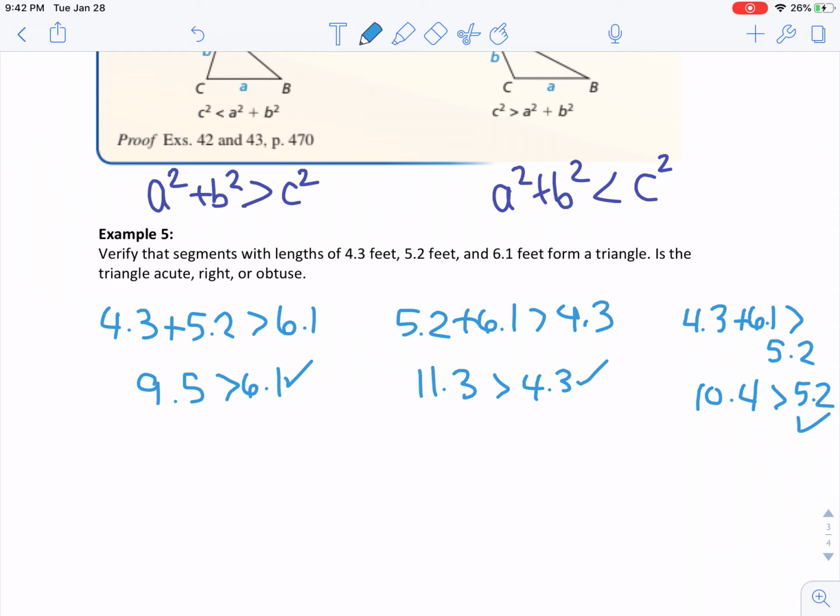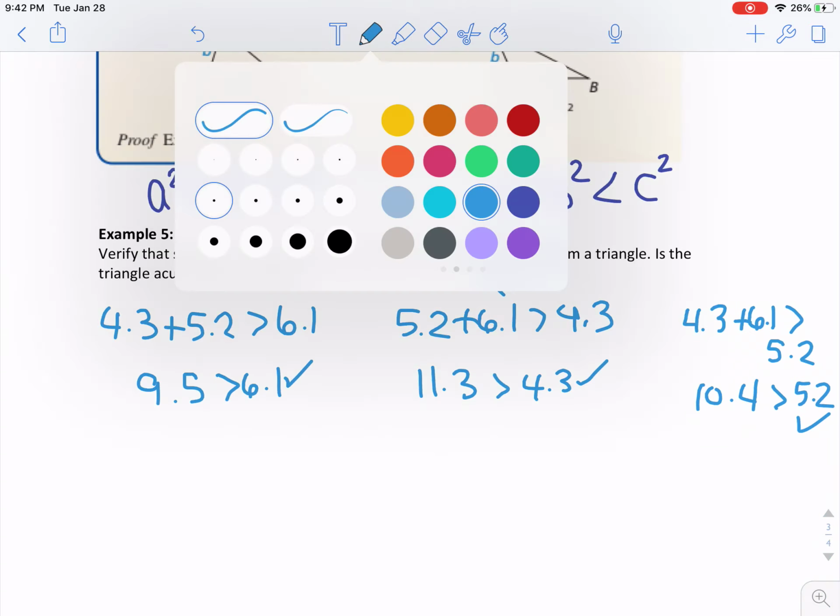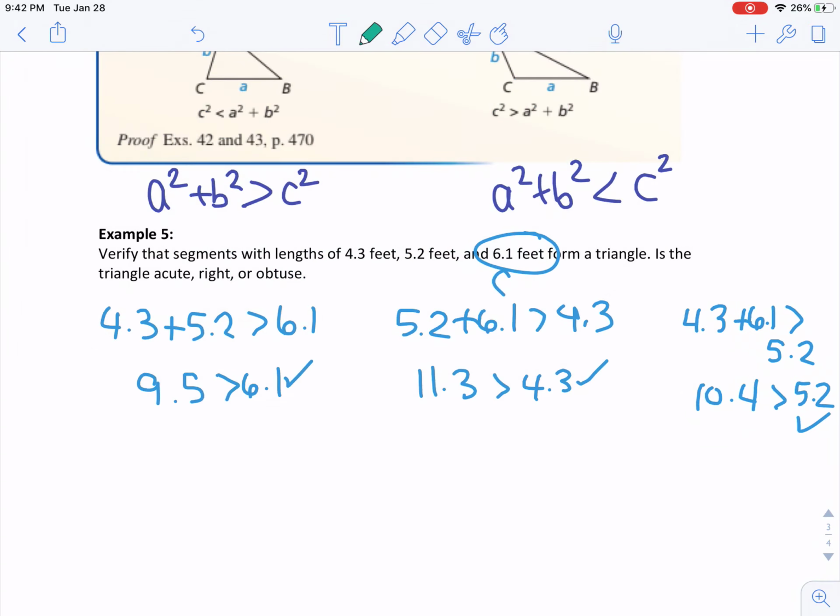So we're going to take a squared and b squared, and we're going to compare it to c squared. Remember, c is your longest length. So c has to be the 6.1. And then it doesn't matter which one is your a and your b at that point. So I'm going to do 4.3 squared plus 5.2 squared, and I'm going to compare that to 6.1 squared. I'm not going to put an equal sign or an inequality in there because I don't know what goes there right now.